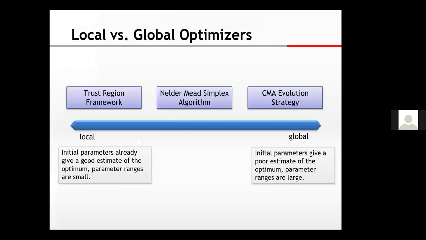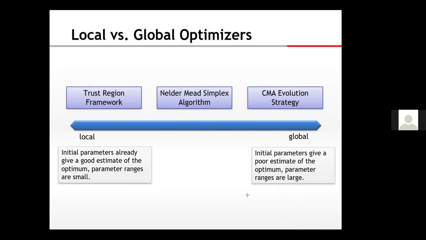And you should choose the global setting. The global setting has CMA evolution strategy and particle swarm optimization. If your optimization has a single or two objectives, you should go with trust region. But all this depends on your initial guess.